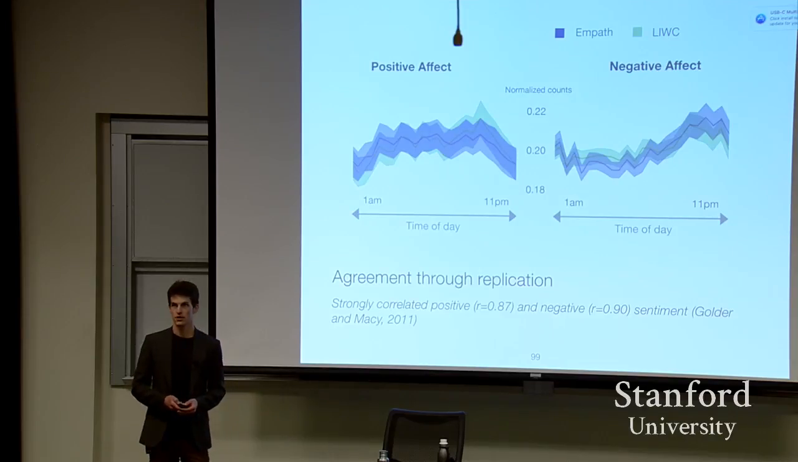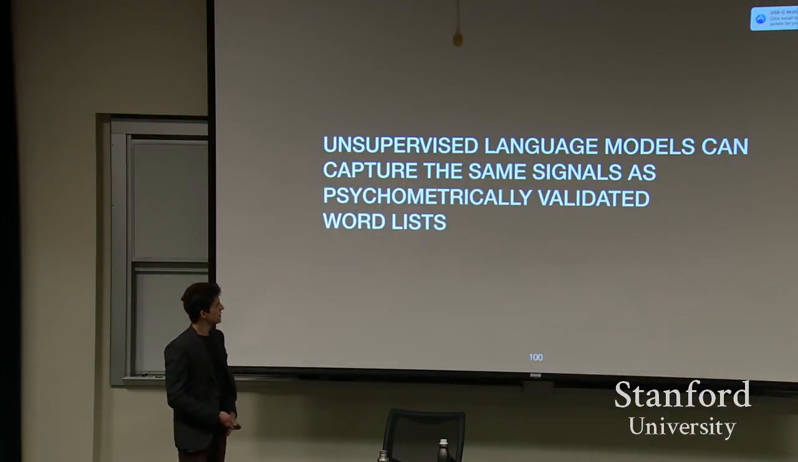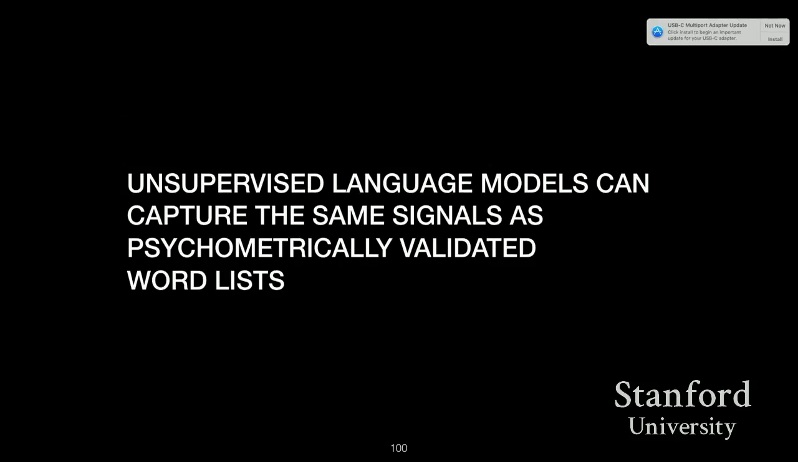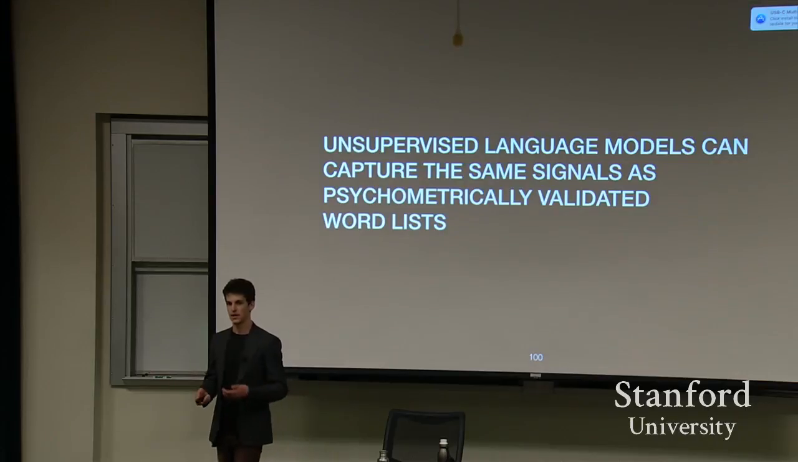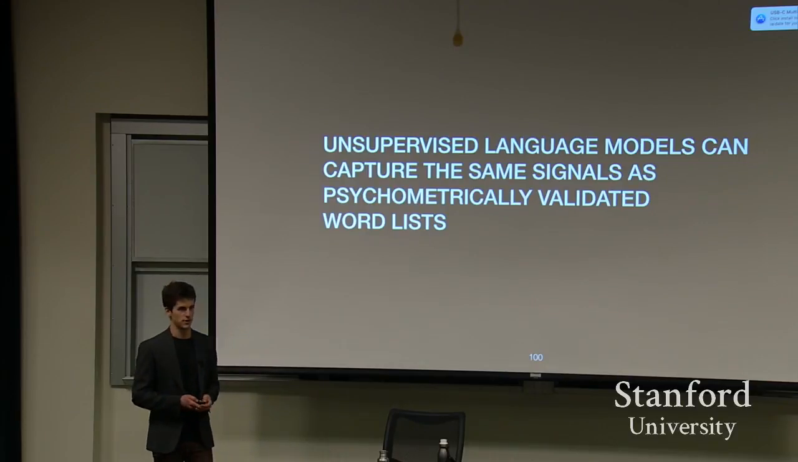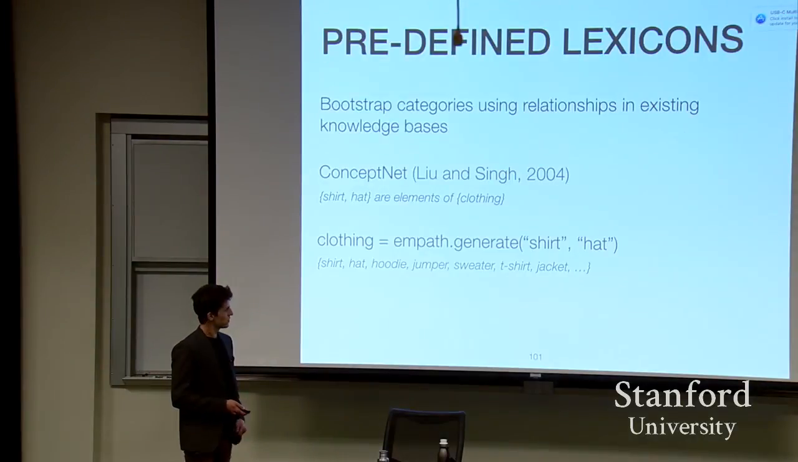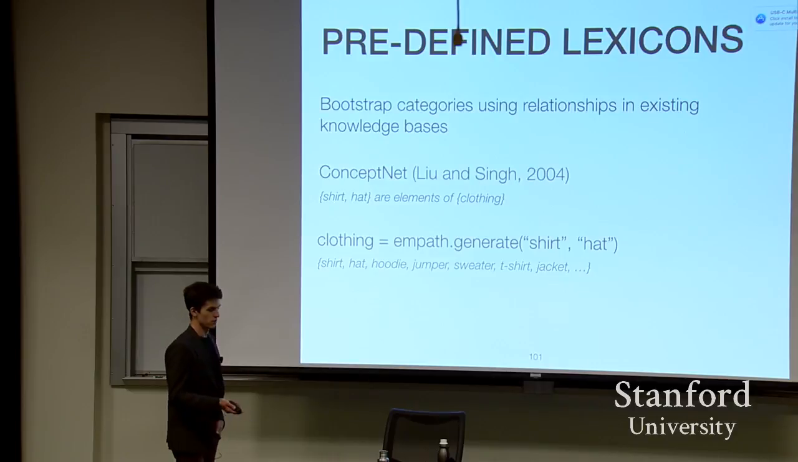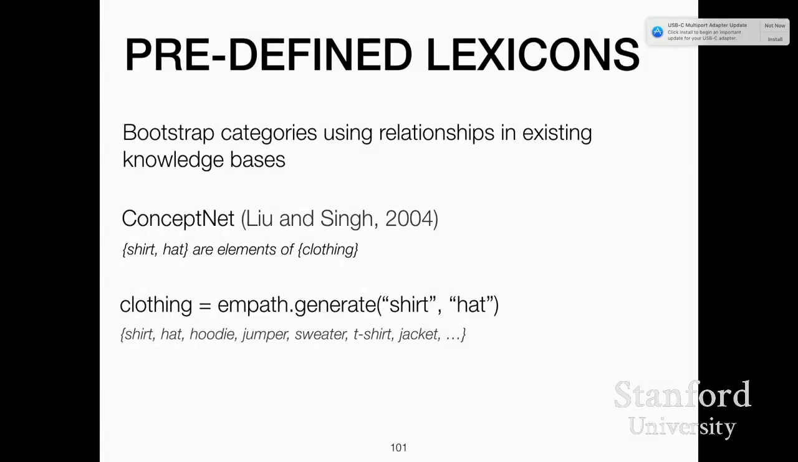And so the take-home point here is that these unsupervised language models really can capture many of the same signals as these psychometrically validated word lists. These models capture many of the dimensions that humans are using when they construct these word lists in the first place. So I mentioned that Empath has a number of other predefined categories. So how do we actually get these things? Well, the basic idea was we bootstrap them off of relationships in existing knowledge bases.